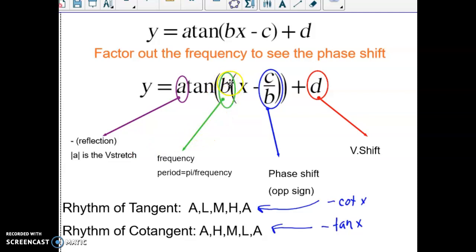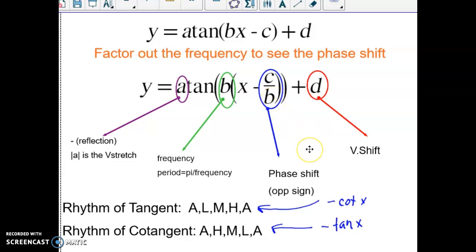This b here next to the x, now in the non-factored form, b is always next to x, but when we factor it out, we get to see the phase shift for the function. That b is going to represent the frequency, and we use the frequency to find the period. So we take pi, which is the natural period of tangent and cotangent, and we divide it by the frequency. C over b is going to represent the phase shift.